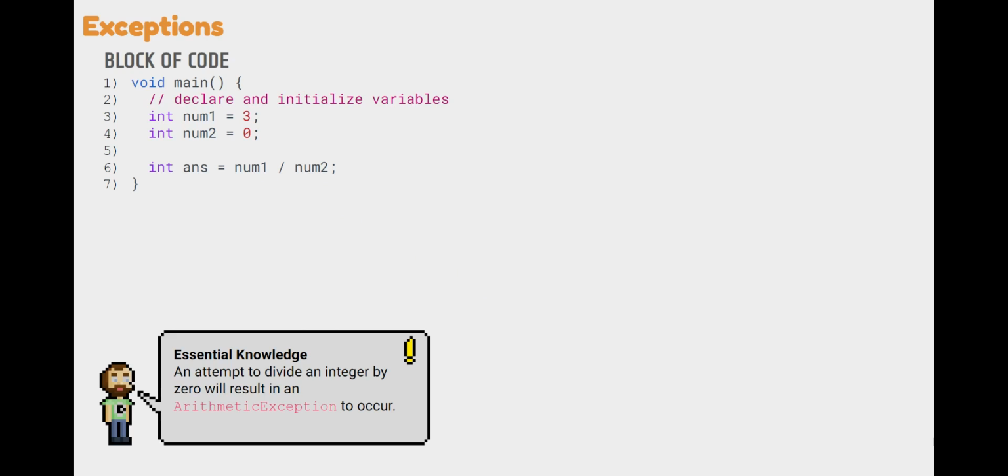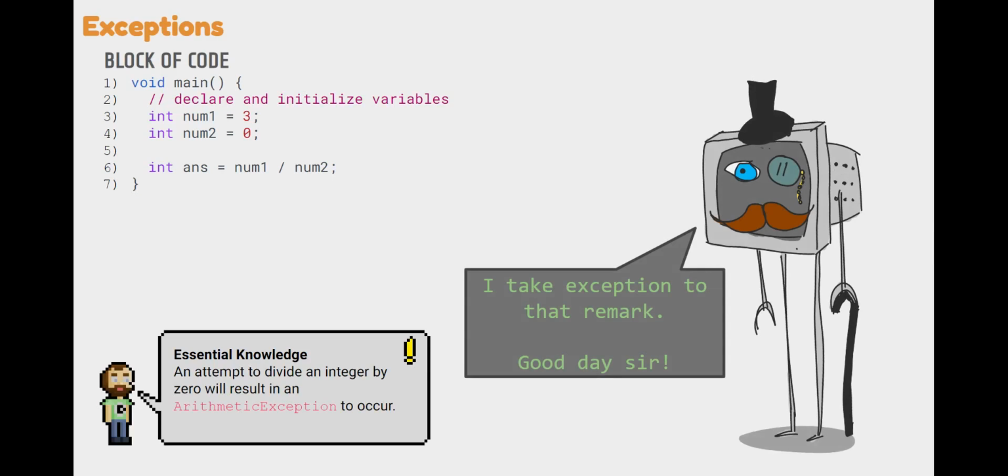So our essential knowledge: an attempt to divide an integer by 0 will result in an arithmetic exception occurring. What that means is that the computer gets offended and it's like, I take exception to that remark. Good day, sir. And it just stops your program. So exceptions will stop your program from running when it gets to that point in code. Everything above that will evaluate fine, but once it gets to that exception, it will throw that error, output that message to the screen, and stop trying to run the rest of your program.